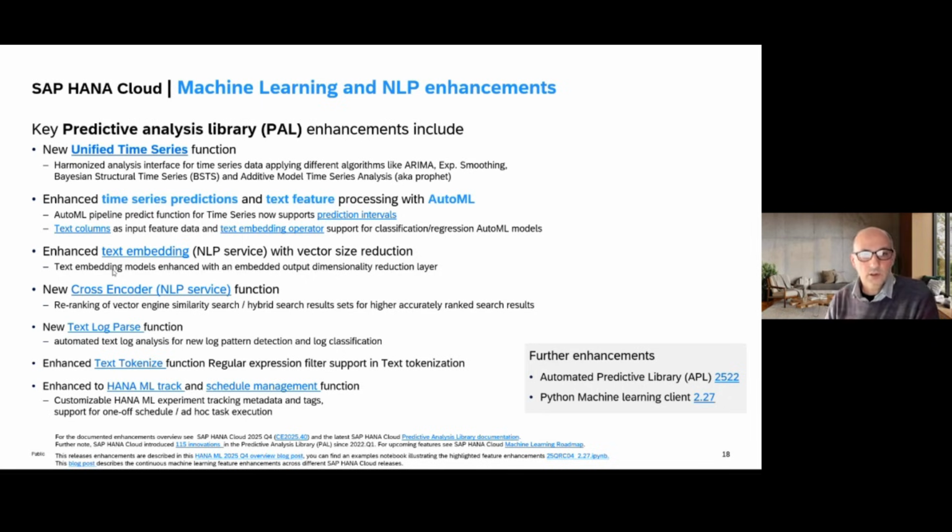Our text embedding models have been enhanced with the capability to reduce the vector size of the output dimensions of the embedding. A new cross-encoder model is introduced as part of the NLP services, providing a helpful function to re-rank vector engine search results for even more accurate search results or hybrid search results.